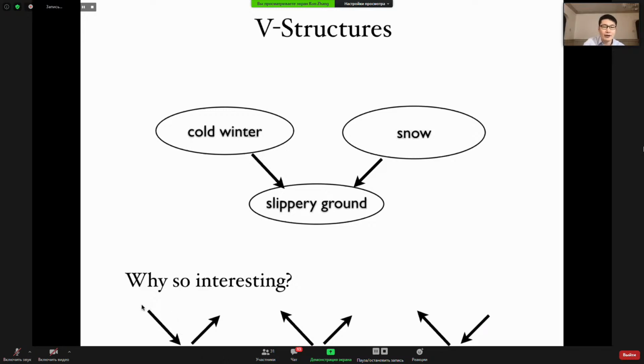We see, oh, cold winter will be conditionally independent from snow given slippery ground, right? So in all those three cases, we see the same set of conditional independence relations.